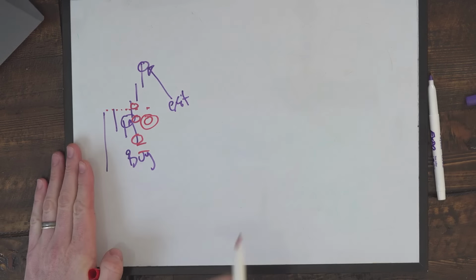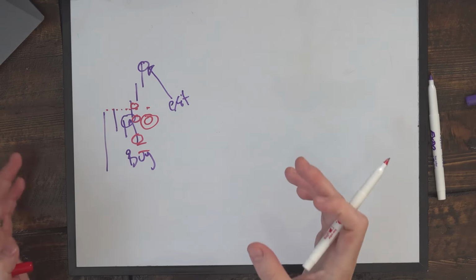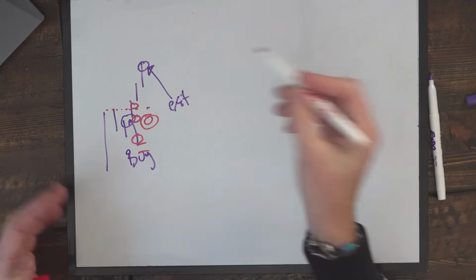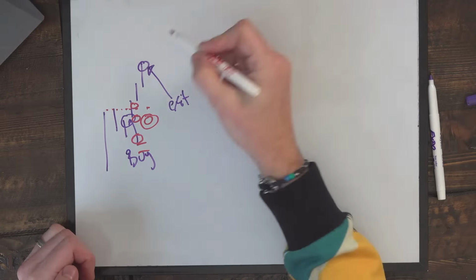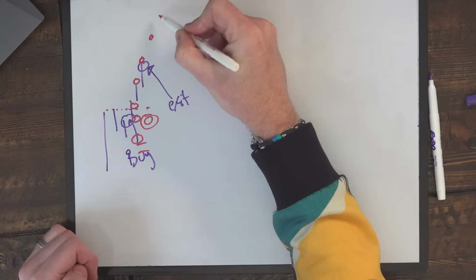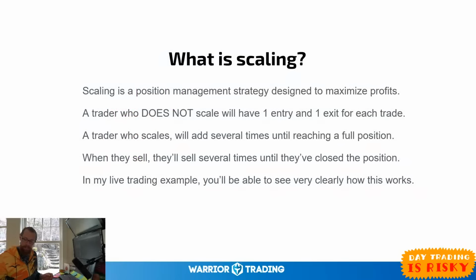This is a strategy where you can increase your position size without increasing the risk you were taking on the trade. And then in terms of your exit, a scaling trader might take a little off here, a little off here, a little off here, and a little off here as the stock keeps going up. So obviously some interesting stuff.